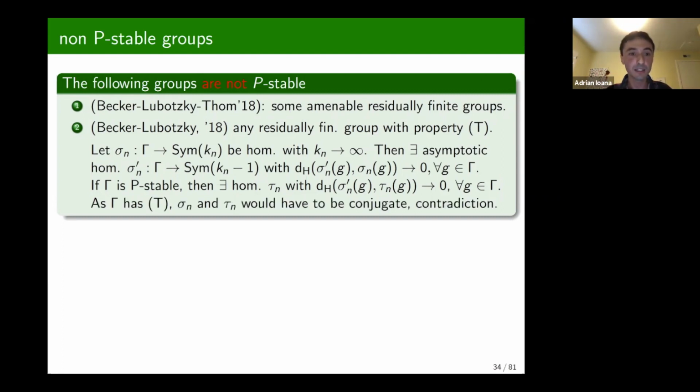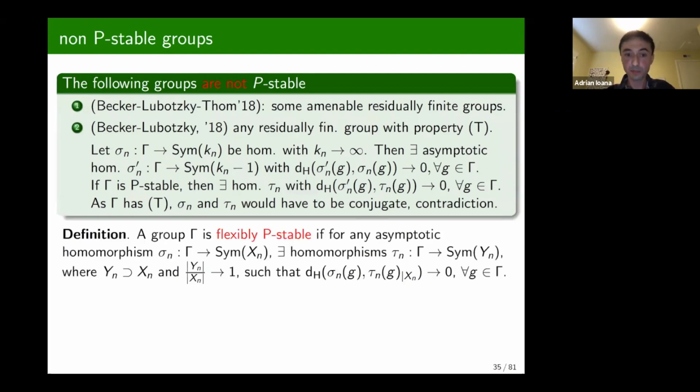Well, property T then gives you, well, of course, there's quite a bit of work involved here, but it gives you that also, if you assume some irreducibility conditions, sigma_n and tau_n would have to be conjugate. I'm not going to tell you what that means, but that would force the sets on which sigma_n and tau_n act to be the same, which is not the case here because one is 1 point less than the other. So this is the rough overview of what they did. But again, what I want to emphasize is that this uses the construction of asymptotic homomorphisms by passing to a smaller subset and restricting. And motivated by this, they introduce the notion of flexible stability.